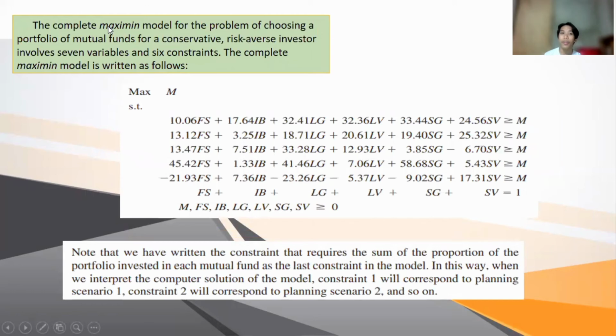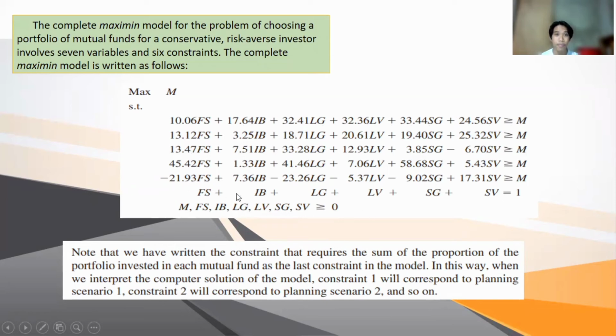Then the complete maximin model for the problem of choosing a portfolio of mutual funds for a conservative, risk-averse investor involves 7 variables and 6 constraints. The complete maximin model is written as follows. Max M, and the constraints are 10.06 FS plus 17.64 IB plus 32.41 LG plus 32.36 LV plus 33.44 SG plus 24.56 SV is greater than or equal to M. Same as 13.12 and so on, until scenario 5, which is negative 21.93 FS.